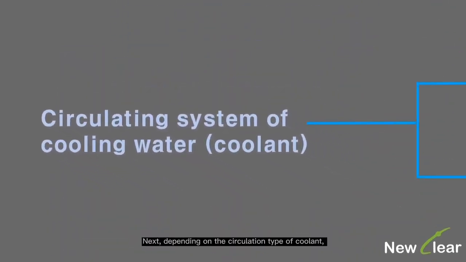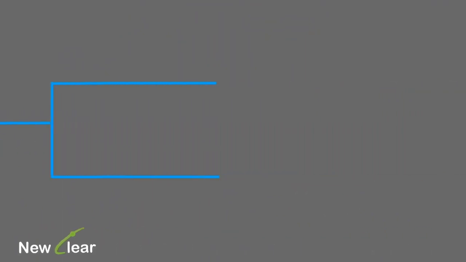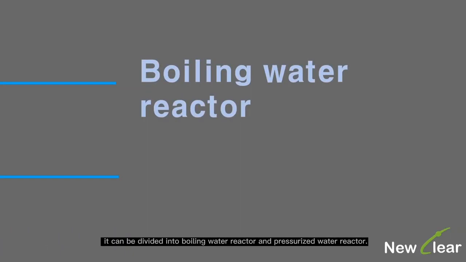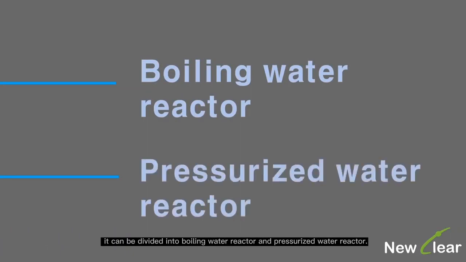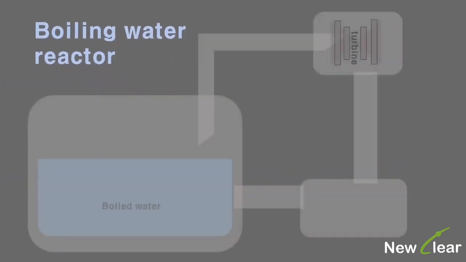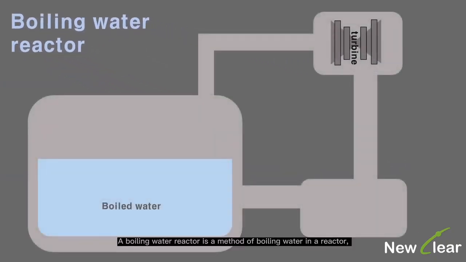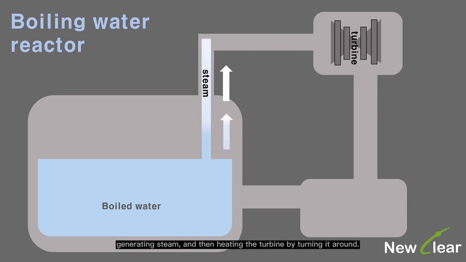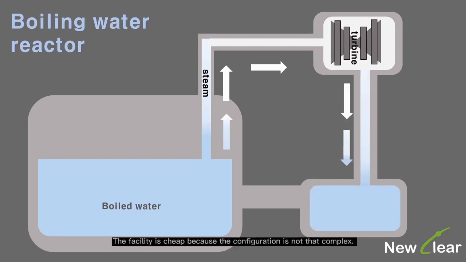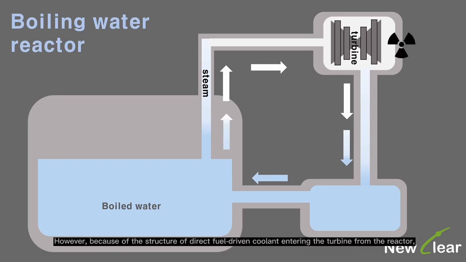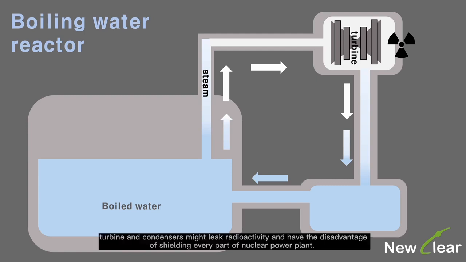Depending on the circulation type of coolant, it can be divided into boiling water reactor and pressurized water reactor. A boiling water reactor is a method of boiling water in a reactor, generating steam, and then heating the turbine by turning it around. The facility is cheap because the configuration is not that complex. However, because of the structure of direct fuel-driven coolant entering the turbine from the reactor, turbine and condensers might leak radioactivity and have the disadvantage of shielding every part of the nuclear power plant.